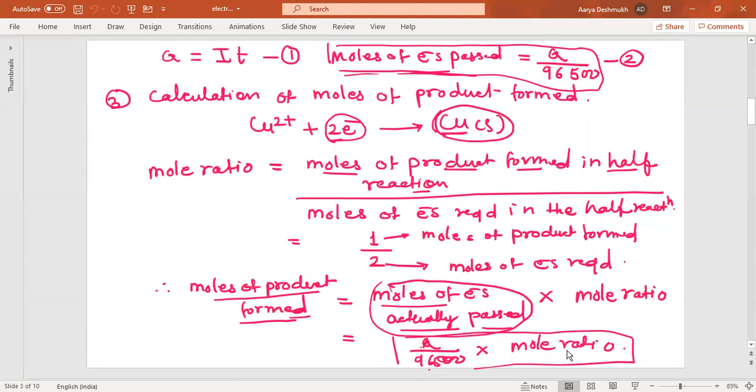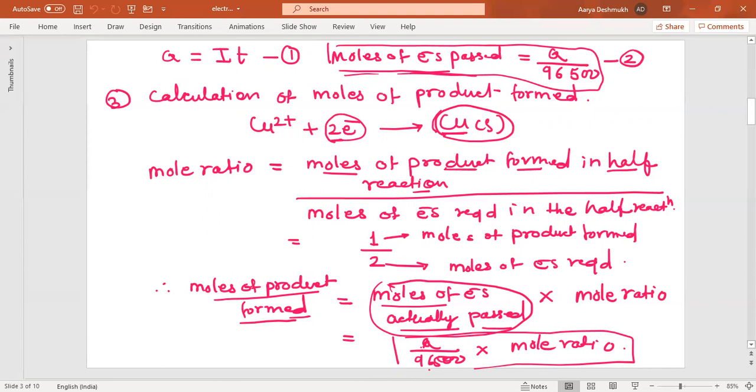Because we need to multiply the moles of electrons passed by this mole ratio, since this is a redox reaction and we need the moles of electrons transferred from one end to the other. This is important here, so we need to calculate the mole ratio. Multiply by the mole ratio and you will get the moles of the product formed. All these things which I put in a square here can be used to solve the numericals based on this.